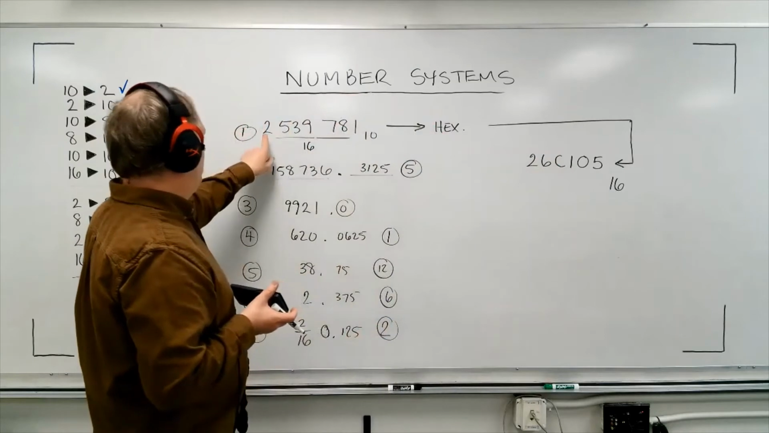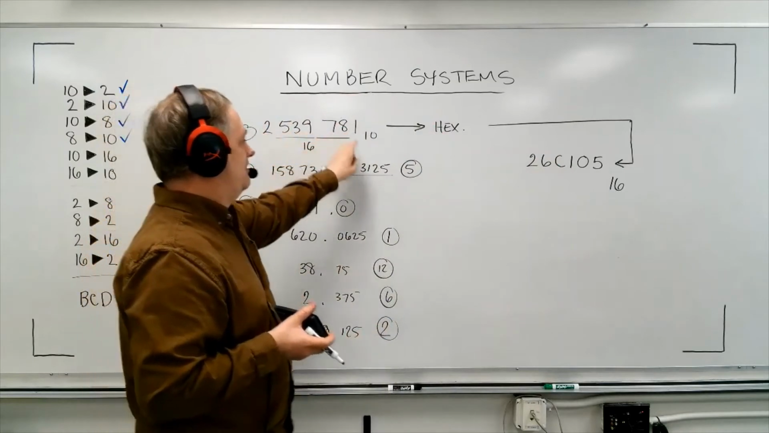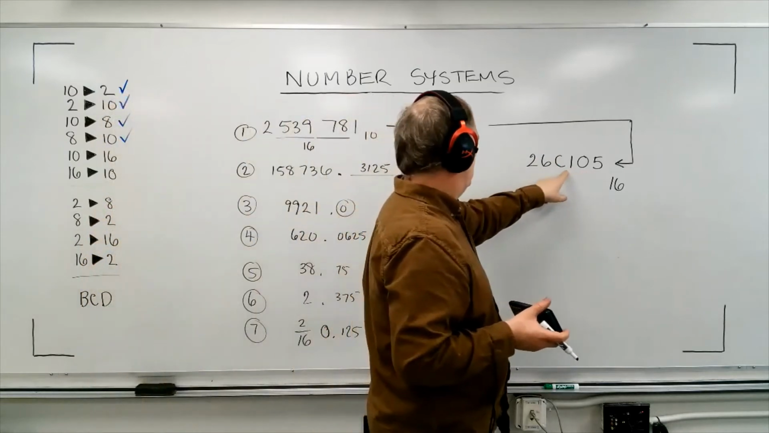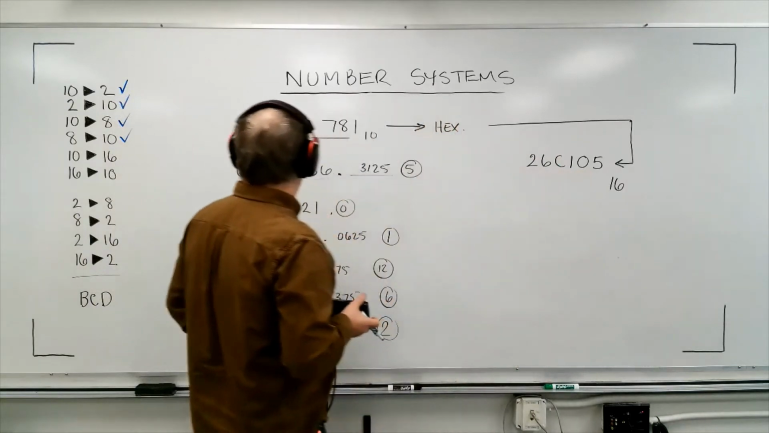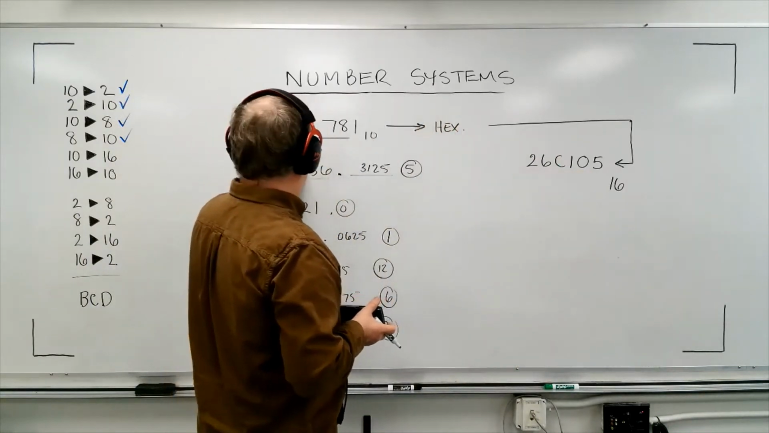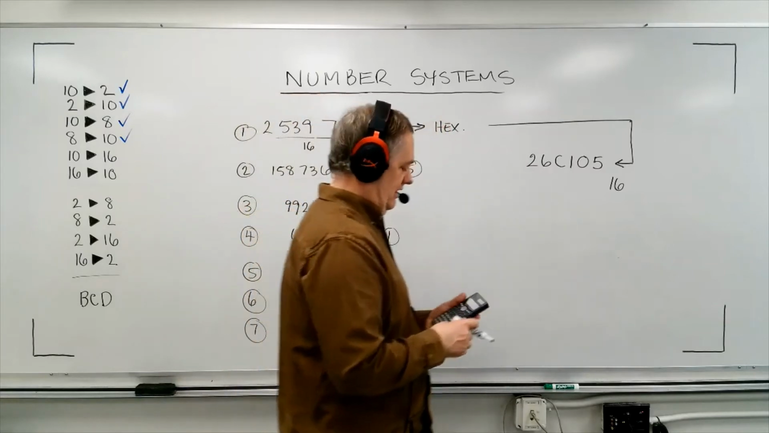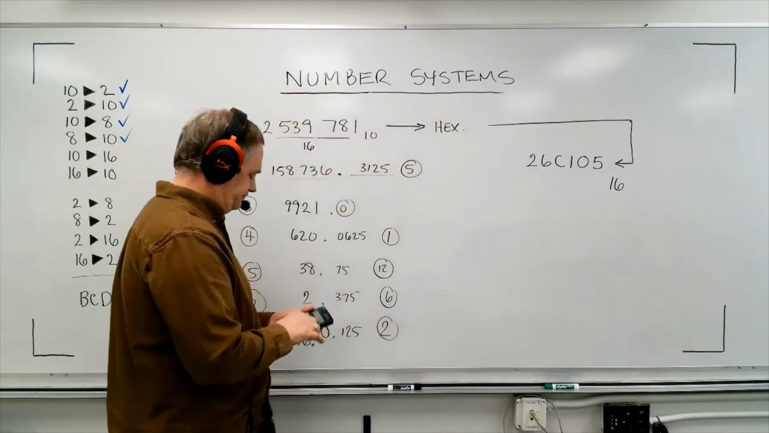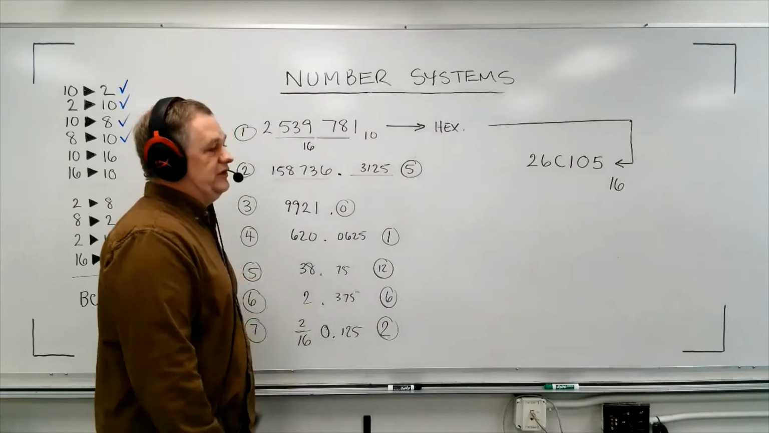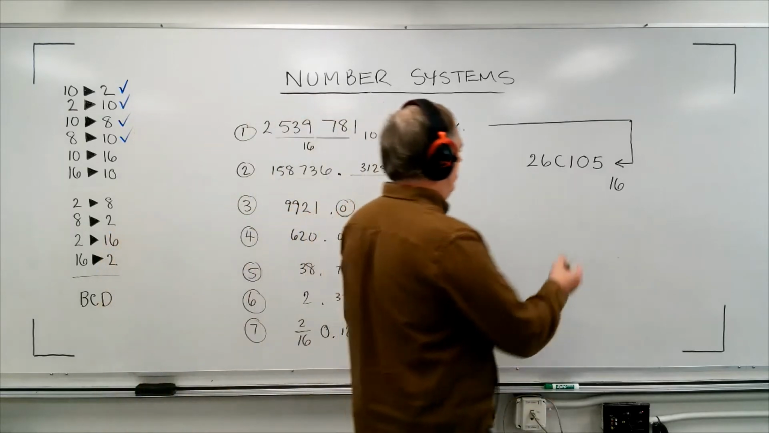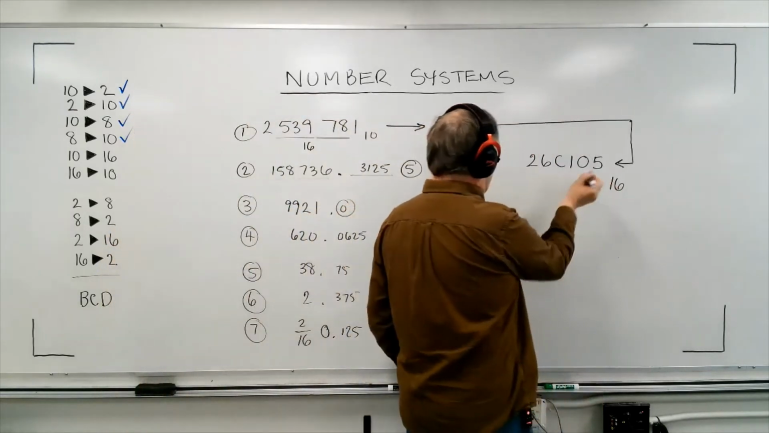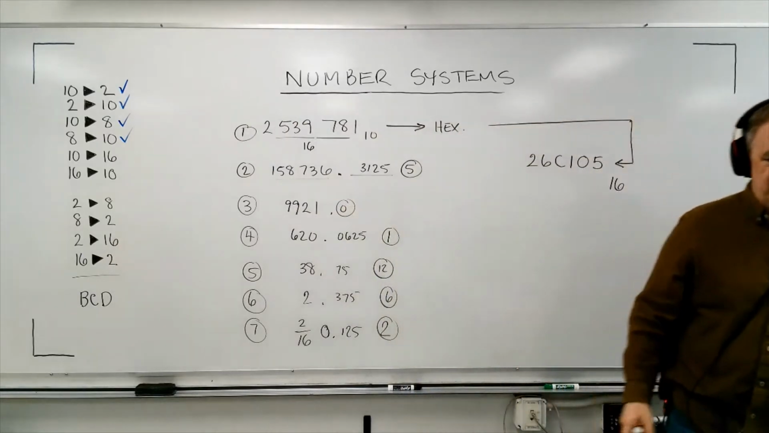Look at the number of spaces: 1, 2, 3, 4, 5, 6, 7. Here you have only 1, 2, 3, 4, 5, 6. It's interesting just to compare and see the difference in how they look. Now, what would we do with this number? Do we trust this? Is this definitely the right number? Is it the correct hex number?